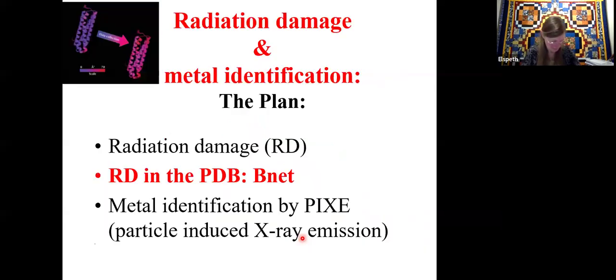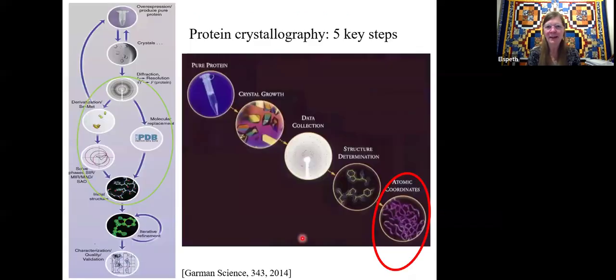Right, so I'm going to move on to talking about what the abstract said, which was the radiation damage in the PDB.